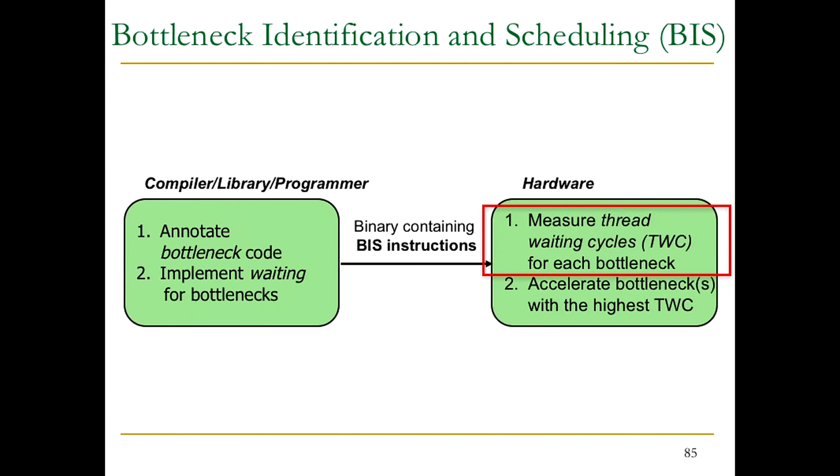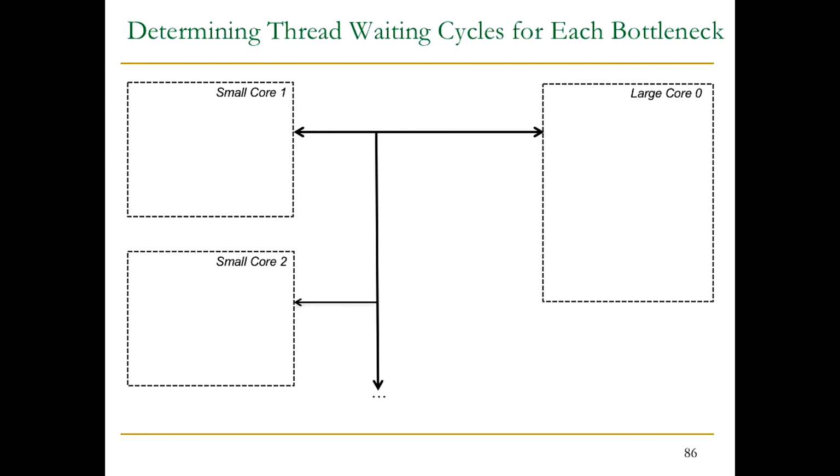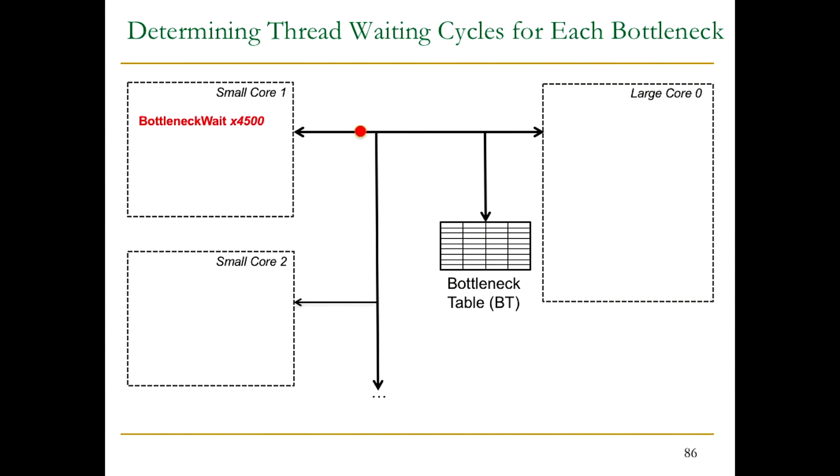So how do we measure thread waiting cycles for each bottleneck in hardware? I'll do this pictorially. Basically, we're going to add some hardware bottleneck table that keeps track of how much thread waiting cycles each bottleneck that's executed has caused. Of course, it's a small table. You need to optimize it, and you need to have an eviction policy if you don't have enough entries. So you add complexity, basically.